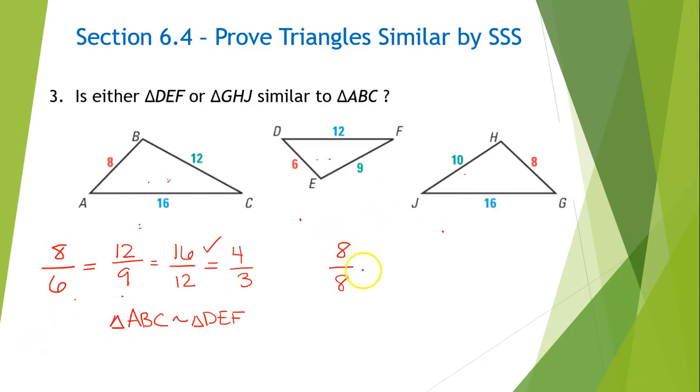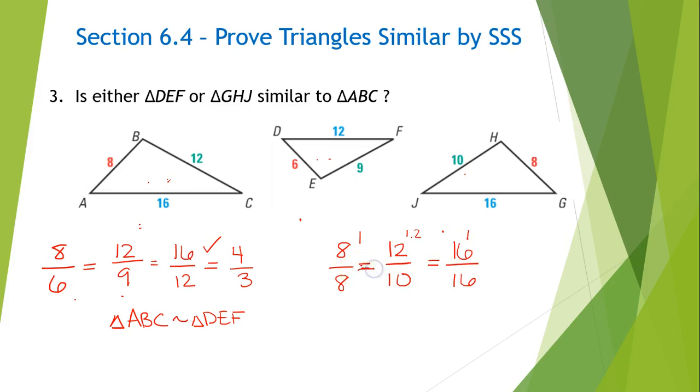Okay, let's keep on going. We now need to state the two middle side lengths, so 12 over 10. And then let's do the last. The largest side is 16 over here and 16 over here. Now if we reduce this fraction, 8 over 8, that gets us 1. Reduce this fraction, 12 over 10, that gets us 1.2. And this fraction over here is 1 again.